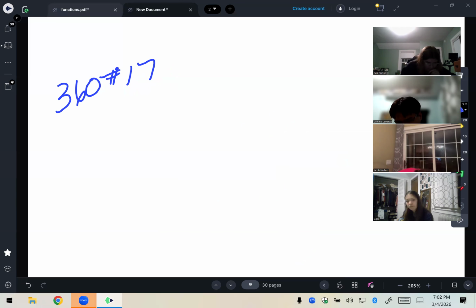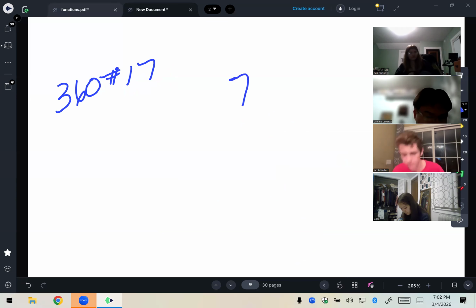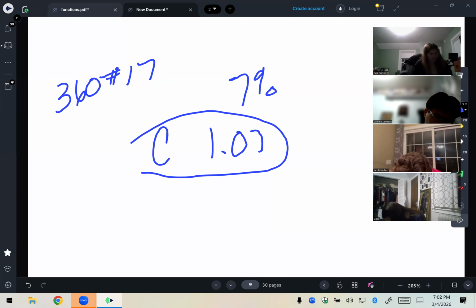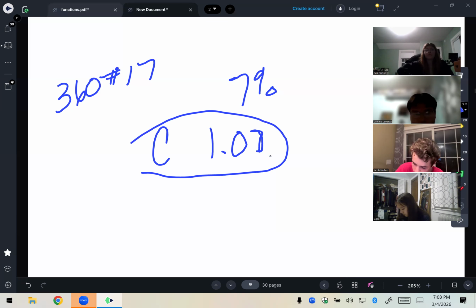Pretty easy. So lock in an answer. The population of City A increases 7% every year from 2015 to 2016. If it's K times the population, what's the value of K? It should be C, 1.07. Does that make sense to everybody? Oh, good. Okay, we'll try another one.